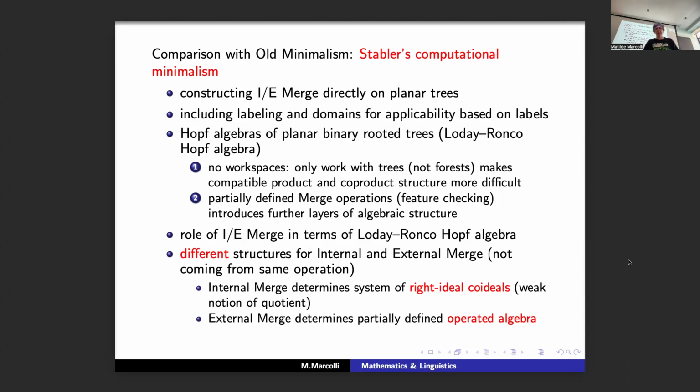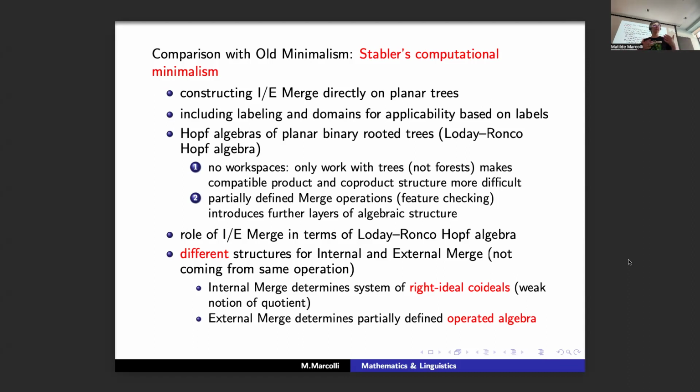So I'm just kind of going back to that now. There are some main differences, and one of them is that the internal and external merge are just independently defined as two operations. They're not built to be part of a single kind of operation like we've seen before. They're just separately defined as two different operations.